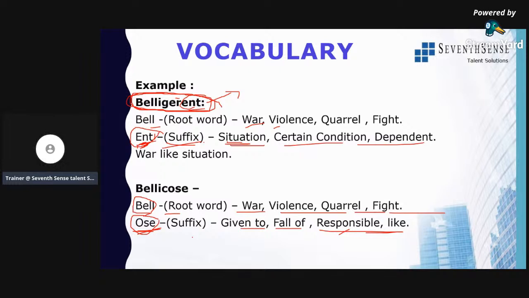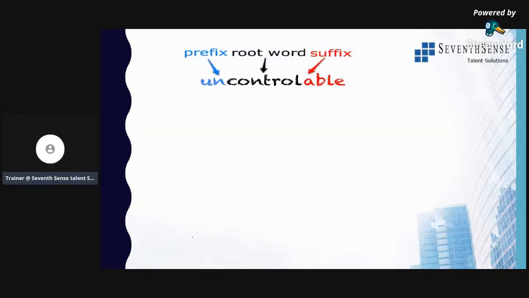The main thing to understand the meaning of any unknown word is to concentrate on the prefix part, the suffix part and the root word. Even if you don't know the prefix, try to remember the most common root words. See, bellicose: the person is responsible for the fight or the war. That's the meaning of bellicose.